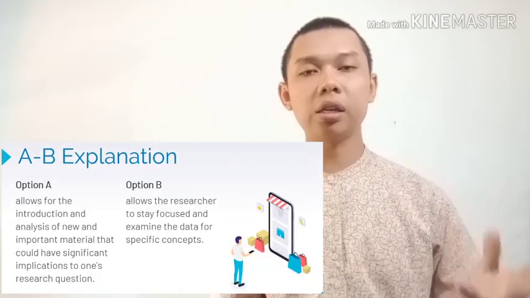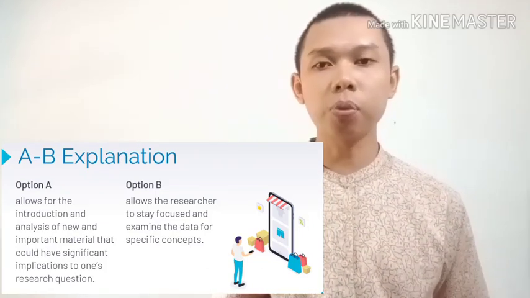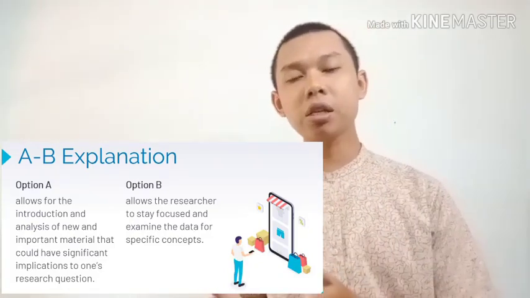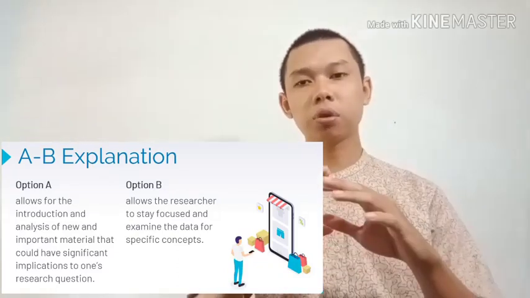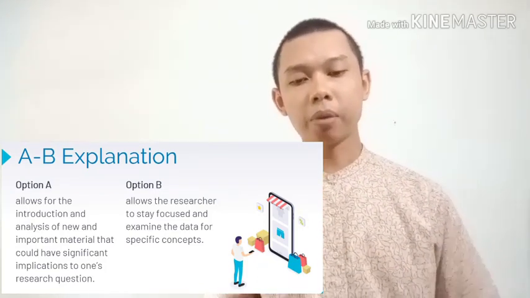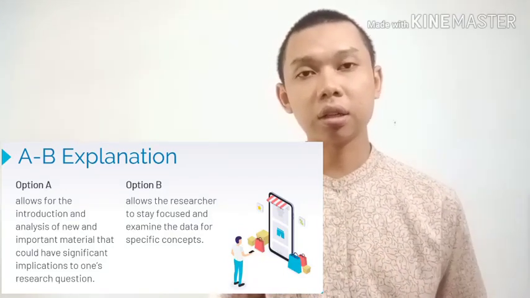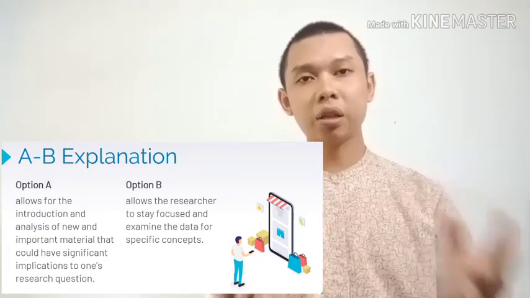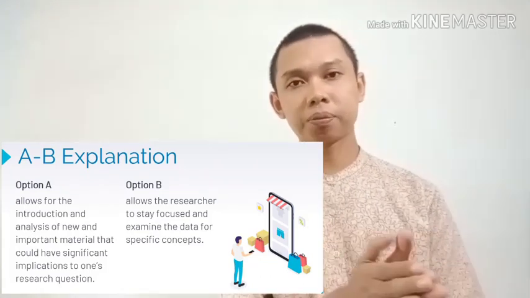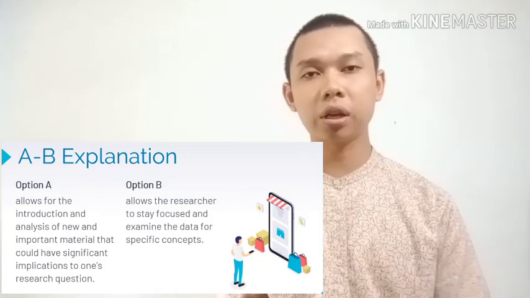Option A allows for the introduction and analysis of new and important material that could have significant implications for one's research question. It means that we have to be flexible in making the categories based on our running research, our running analysis. We open the book, we read, and we can analyze step by step. We can analyze from beginning till end, and we can be flexible in making the categories.